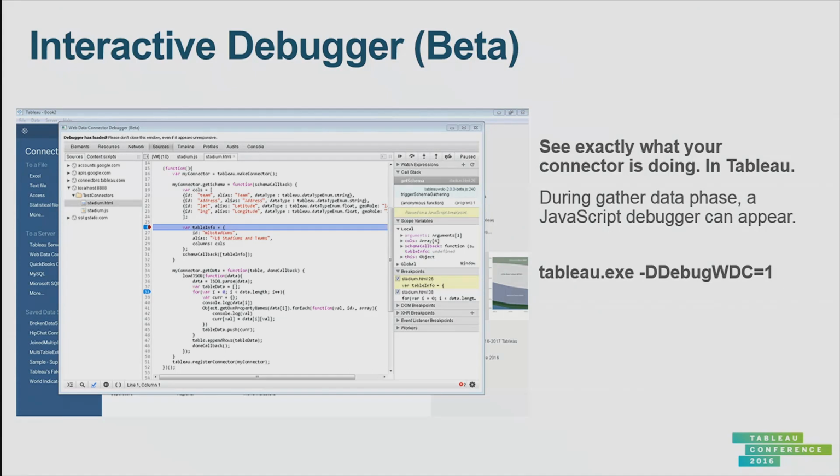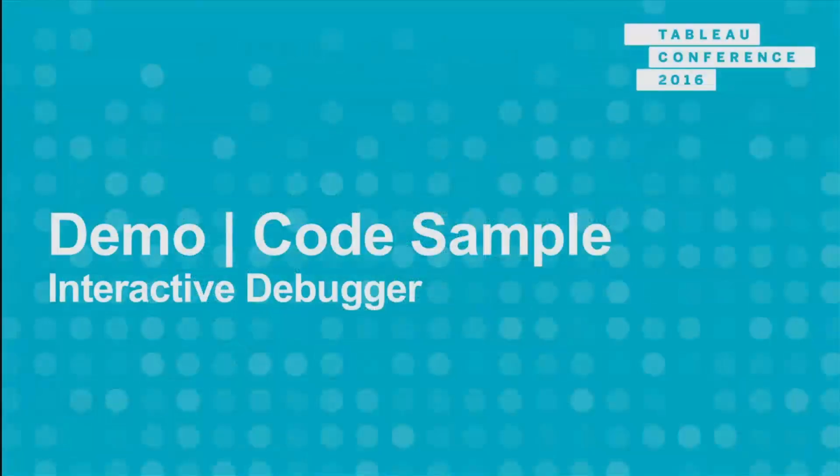It's accessible by passing a command line argument to Tableau when you start it. And what it actually does is it puts a user interface on top of that invisible process I was telling you guys about earlier when you're in the gather data phase. And the interface is actually a standard WebKit debugger console. So you have a lot of the useful tools you're used to there. And you can really inspect and see exactly how your connector is working. A couple of caveats. This tool is Windows only, and it only works in Tableau 10 and higher. So I am going to jump over and show a demo of that as well.